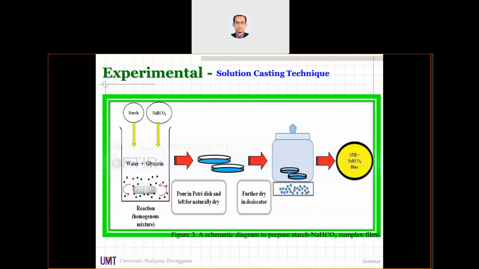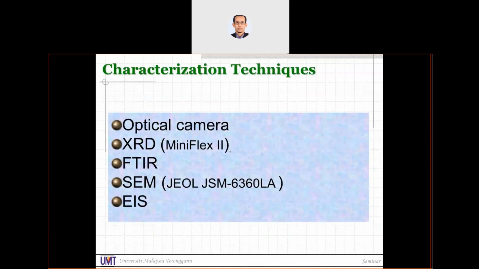At the end of the process, we get the membrane film based on starch and sodium bicarbonate. And their structure modification, the evolution of the morphology, and electrical property will be investigated through the optical camera, XRD, FTIR, SEM, and also electrochemical impedance spectroscopy, known as EIS.